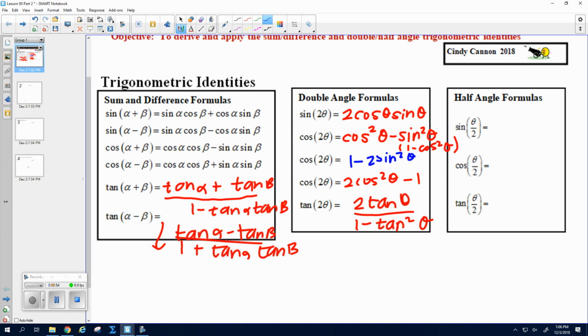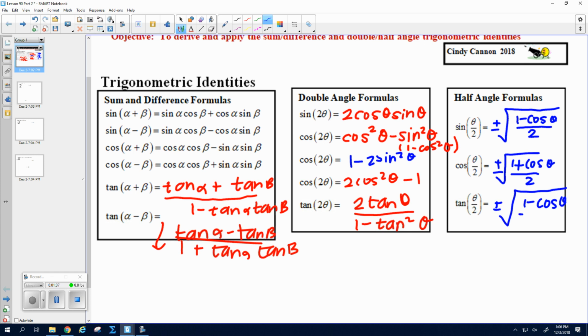So the sine theta over 2 is plus or minus the square root of 1 minus cosine theta over 2. And the cosine theta over 2 is plus or minus the square root of 1 plus cosine theta over 2. So the sine one is minus, and the cosine one is plus. And the tangent is plus or minus the square root of 1 minus cosine theta over 1 plus cosine theta.